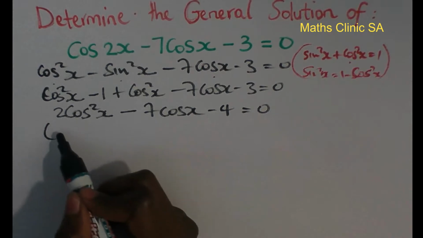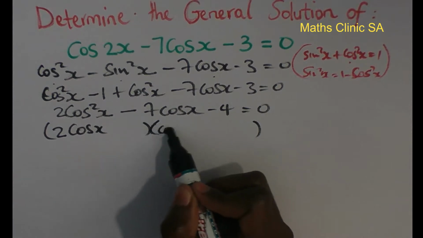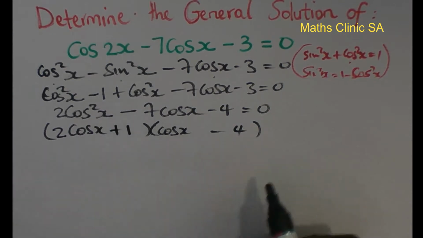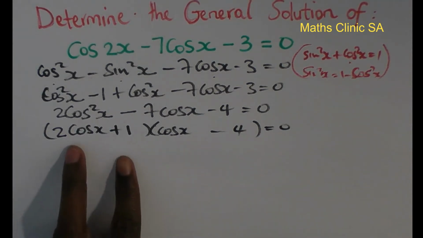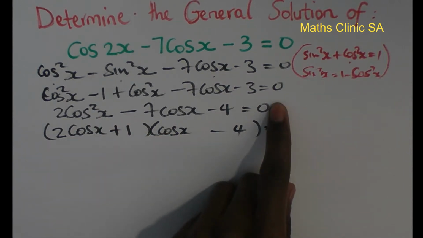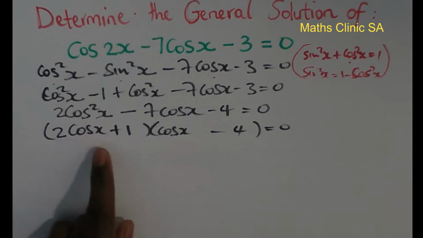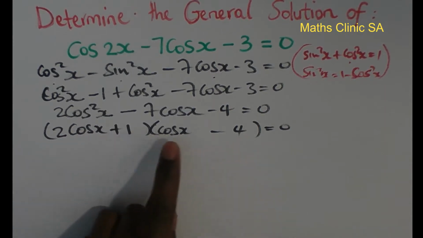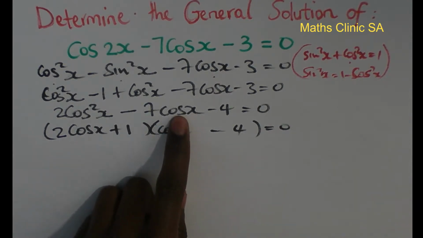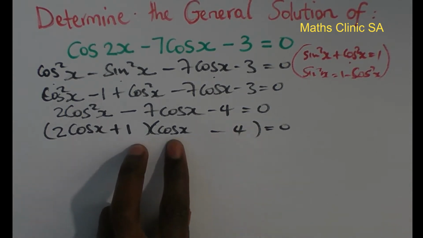Now we factorize: 2 cos of x in the first bracket and cos of x in the second bracket, then minus 4 and positive 1 on this side. This equals 0. If we multiply the brackets crosswise, you will get the expression above, the equation above. 2 cos x multiplied by 1, and cos x multiplied by minus 4, gives the like terms in the middle term, which will be negative 7 cos x, since the product of 1 and minus 4 gives minus 4. So you check here that you factorized it correctly.